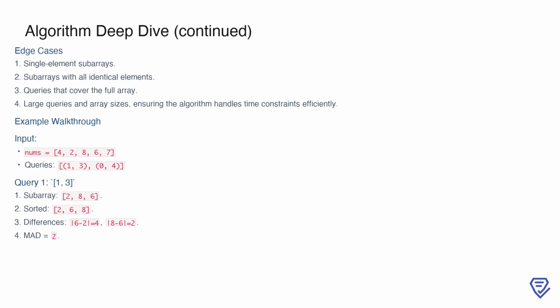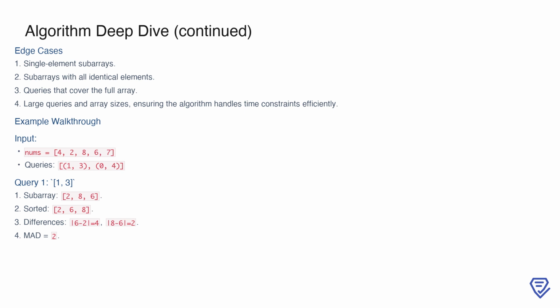When implementing this solution, it's vital to address several edge cases. For single-element subarrays, the MAD is undefined, so it's common to return a placeholder value like -1. Subarrays with identical elements result in a MAD of 0 since all differences are 0.